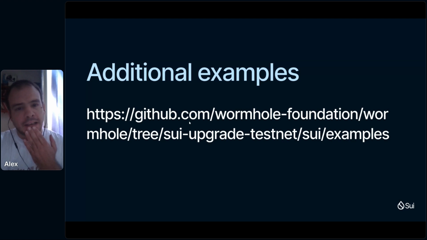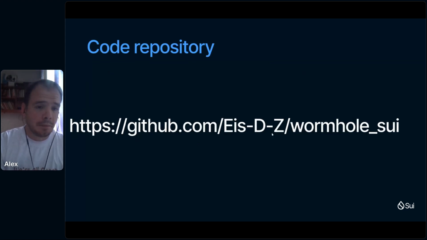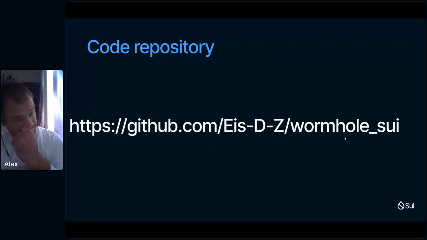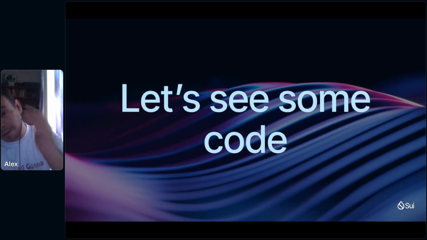So all the additional examples. I'm only doing receiving and sending messages. If you're interested in tokens, there is an example inside the Wormhole repository, under the Sui folder in examples. There's an example of how you send tokens. The actual code that I have written can be found in this repository over here. I can copy paste it, or I will on the TG channel that we have. So yeah, let's go to coding.